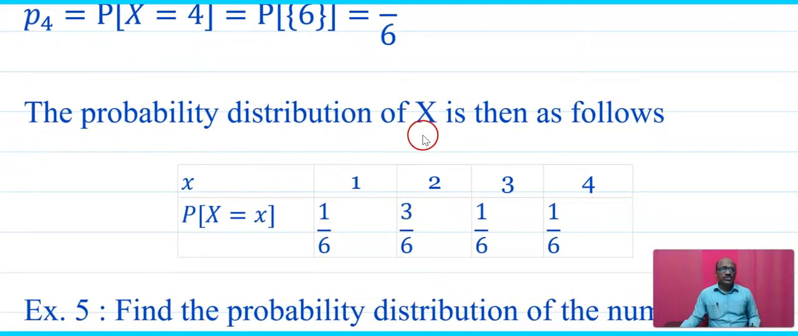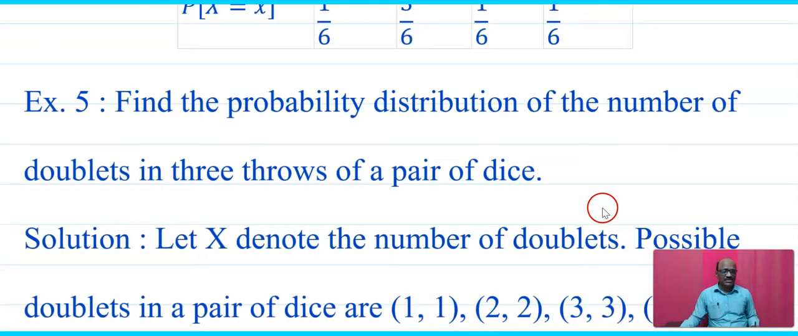The probability distribution of x is then as follows. The values of x are 1, 2, 3, 4. The first probability is 1 by 6. For 2 factors it is 3 by 6. Again for 3 factors it is 1 by 6. For 4 factors it is again 1 by 6.